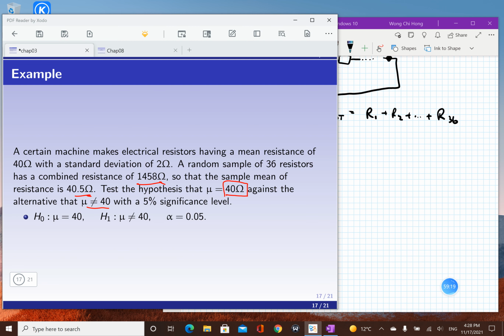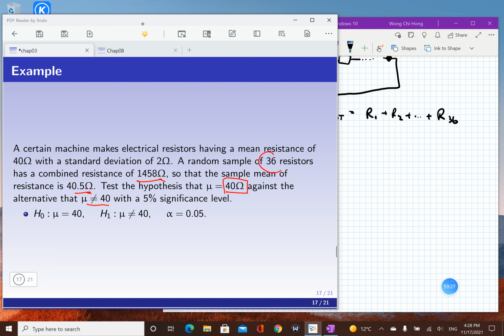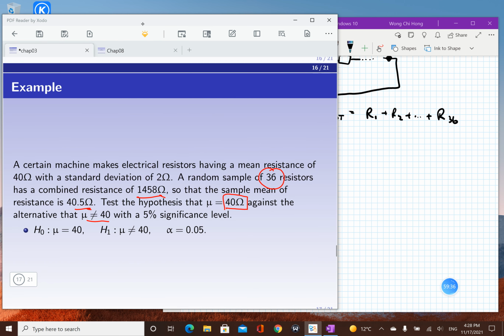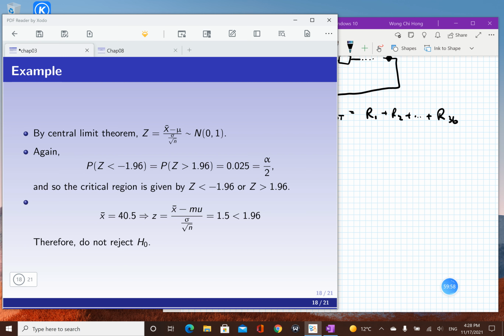So what do we do here? I use the central limit theorem again because I've got my sample of 36 resistors. I've got a sample large enough, and I'm also using this as my sigma value. I'm taking this number from the manufacturer's claim as my sigma value. I'm testing whether this 40 is true, is accurate. So I'm taking this as my sigma. I have my sigma, so I'll be using my central limit theorem where my sample size is large enough.